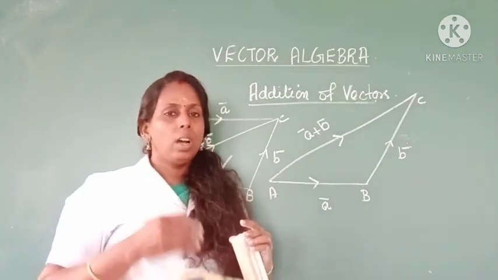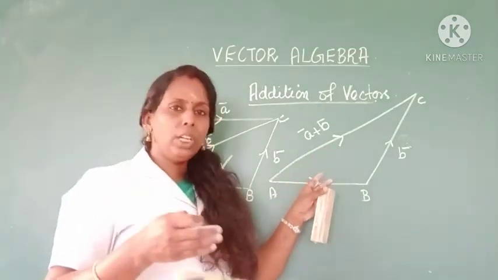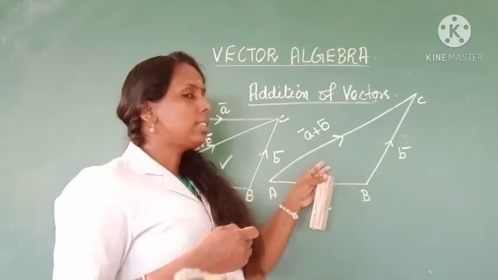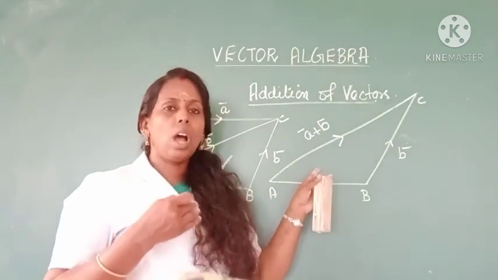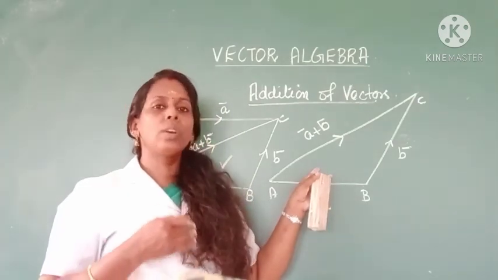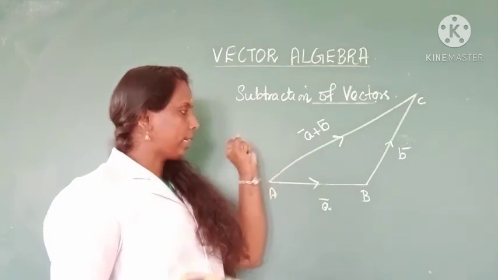See, all the things are explained and the forms are given in your textbook. Go through the textbook. You can easily catch all the things, how to add or how to prove the commutative property and associative property of vectors. Is that clear? Now subtraction of vectors.